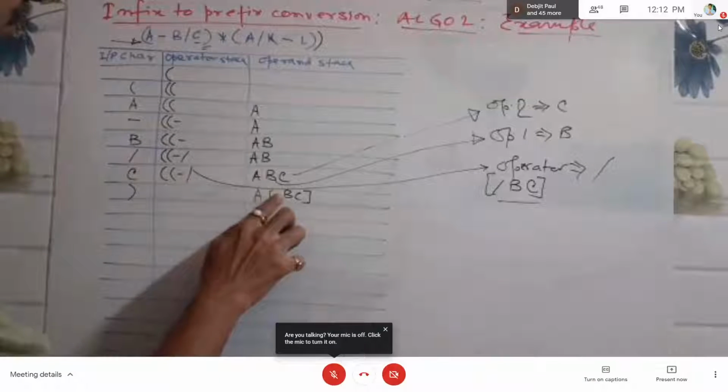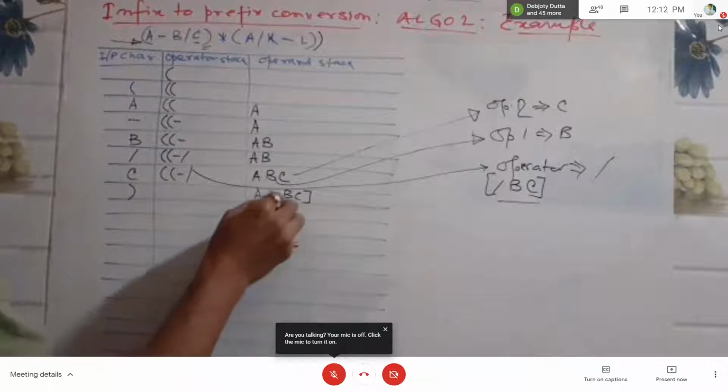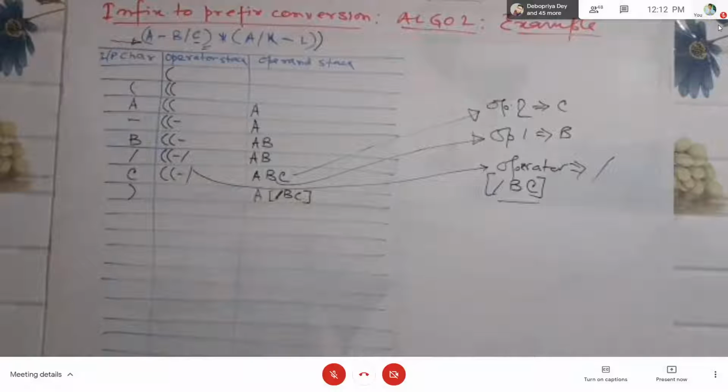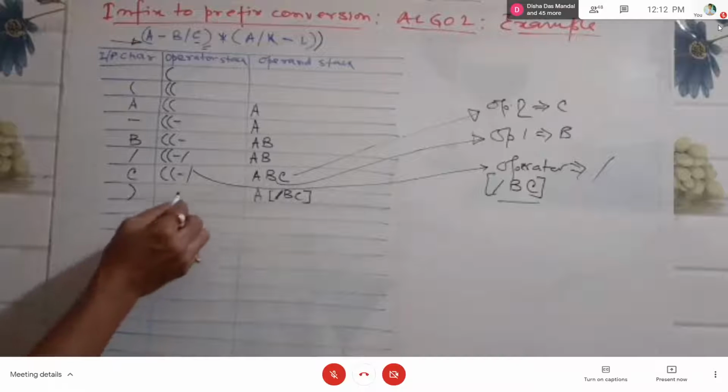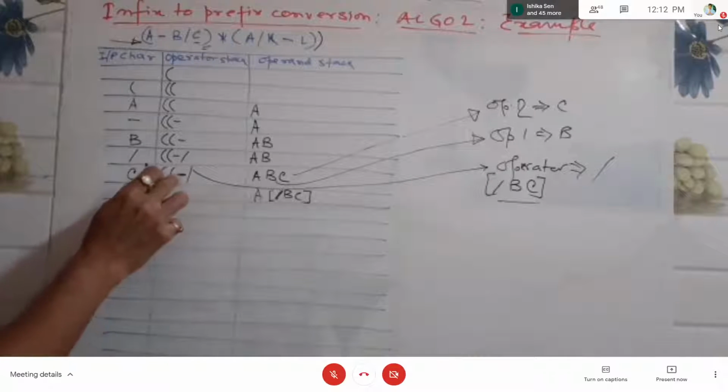So operand BC will be replaced by, oh sorry, it is not minus. The division. So this BC is replaced by division BC, and A was already there. Okay. Now you see there is another operator here. This is minus sign.